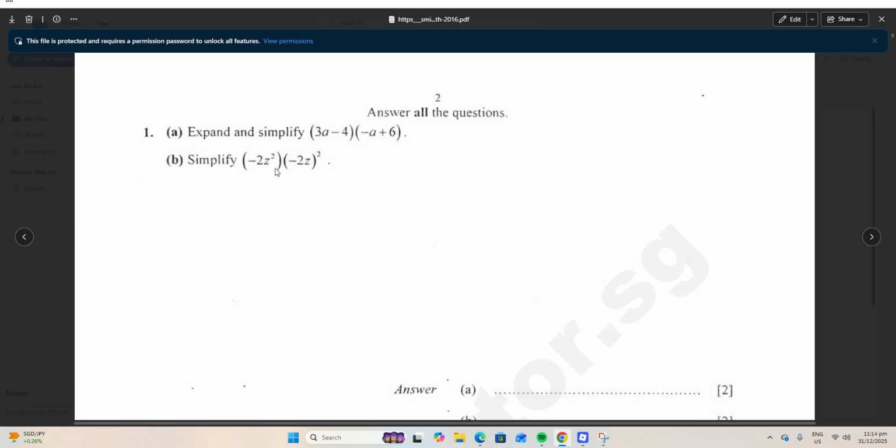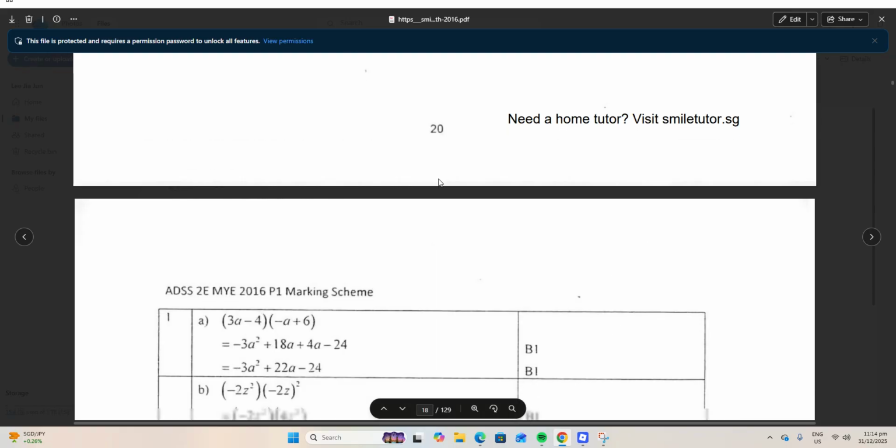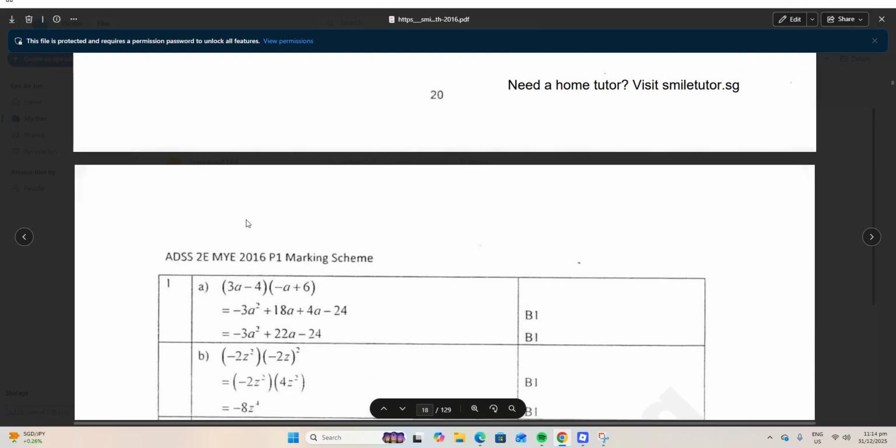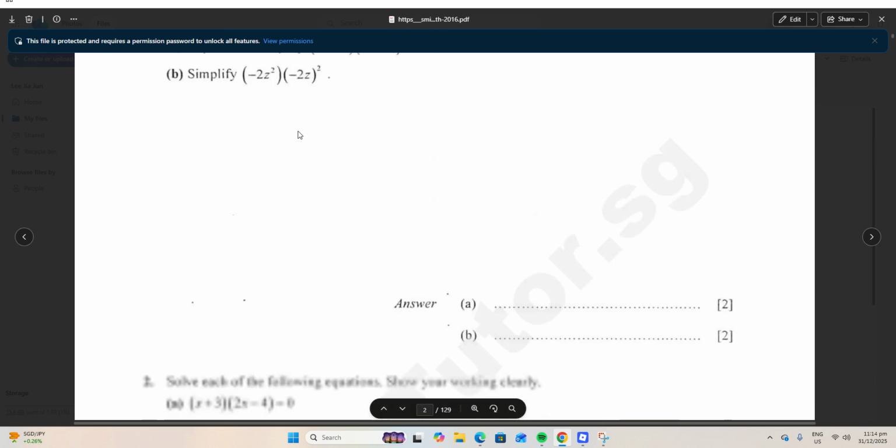Okay, so after that we multiply by another z squared, so it's going to give you z to the power of 4. Okay, and then here negative 2 times negative 2 will give you 4. 4 times negative 2 will give you negative 8. So the answer here will be negative 8z to the power of 4. Okay, so let's move on.